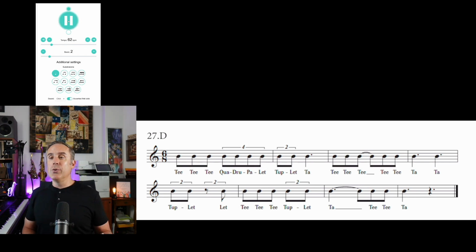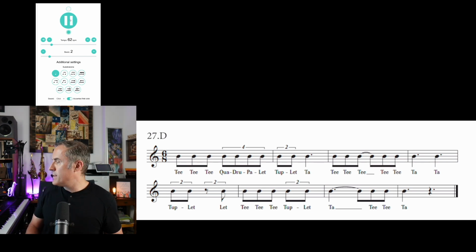1, 2, ready, and ta, ta, ta, quadruplet, tuplet, ta, ta, ta, ta, ta, ta, ta, ta, tuplet, let, ta, ta, ta, tuplet, ta, ta, ta, ta.